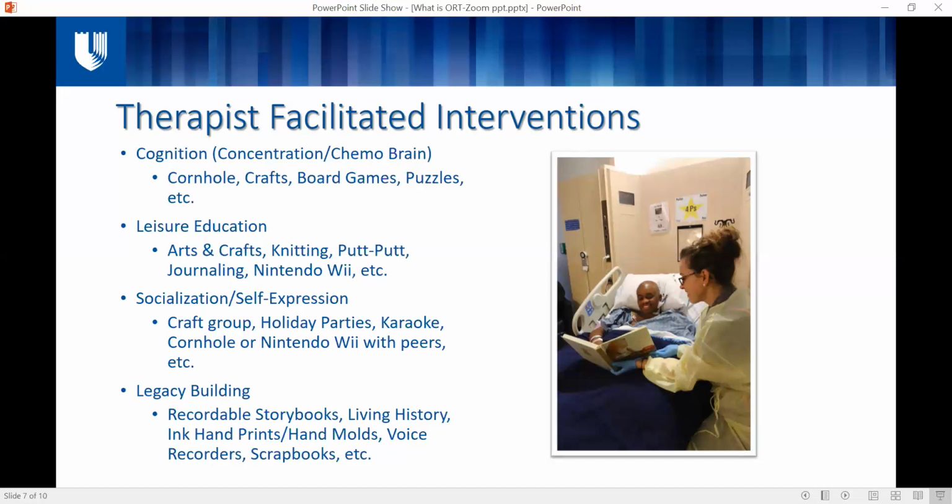Other aspects of legacy building might be doing hand molds, handprints, or a living history, which is a life story. So sharing who you are as a person in a written format. So where you're from, what you do, your career, your family, things that are important to you, and typing that up into a story format. Then we also have voice recorders and scrapbooks, and really it's figuring out what's important to each person and providing the opportunity to create what is important to them to be able to share with their loved ones.